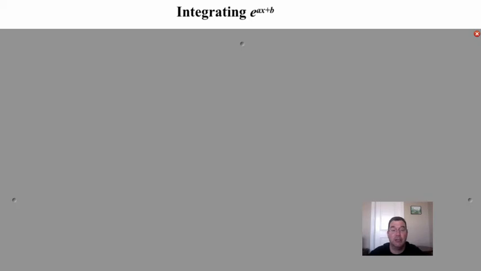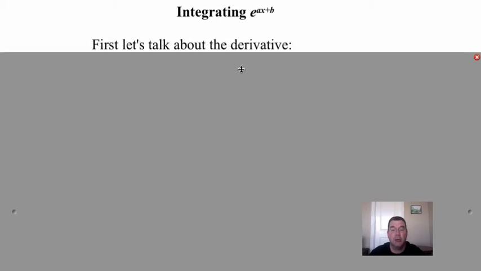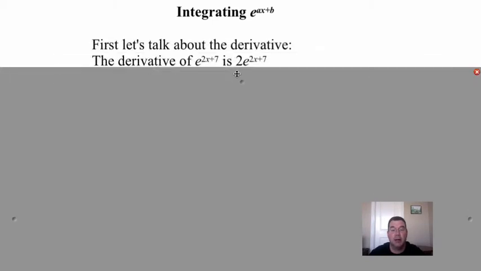So the first one of these two functions is anything that's of the form e to the ax plus b. First, I want to talk about the derivative of a function that looks like that. For example, e to the 2x plus 7. If I take the derivative of e to the 2x plus 7, first I take the derivative of e to the something, and that's e to the something. Then I take the derivative of that something, the 2x plus 7, and that's what gets me that 2 in front. So the derivative of e to the 2x plus 7 is 2e to the 2x plus 7.